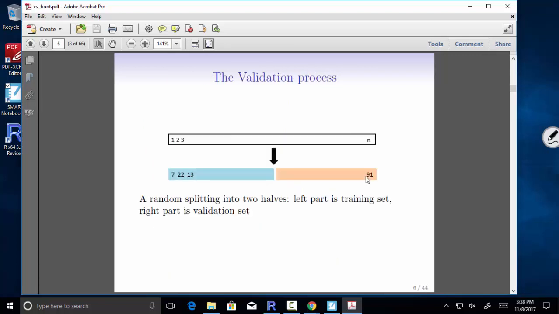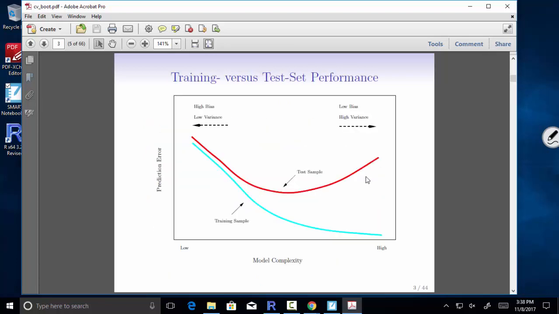Oh, that's what I was looking for. Okay. One more thing I wanted to mention on this picture.